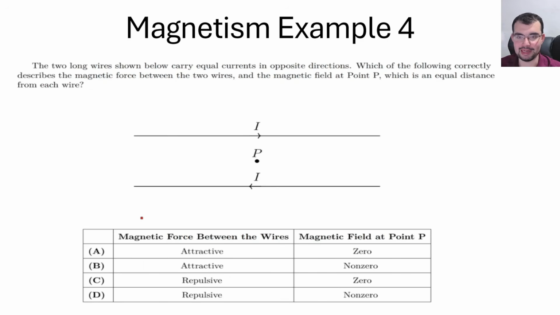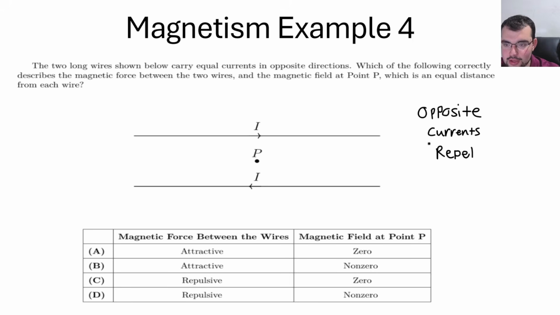All right, now we got some wires. They're the same current, but oriented in opposite directions. We want to talk about the force between the wires and the B field at point P. So what we do know is that like wires attract, but that's not helpful here. What is helpful, these are opposite currents because one is right and one is left. So these are opposite currents, and we know that opposite currents repel. This is just a fact, although you could figure it out by using the B field from the wires.